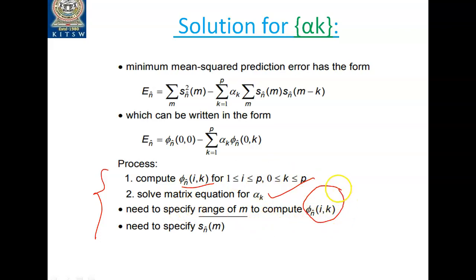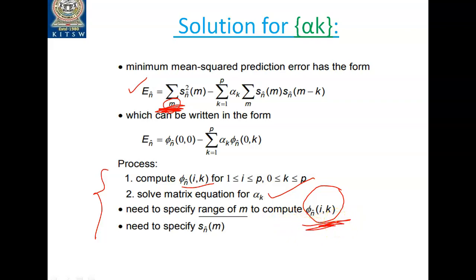That is the biggest challenge, because we need to estimate the prediction coefficient directly from the speech. Whatever summation you see on the slide, En, the first equation, En equals summation over m. This is an infinite length of m that we are considering, but to compute the prediction coefficient efficiently we need to fix this interval. To fix the interval of the summation we choose methods. So we need to specify the range of m to compute phi n of i comma k.